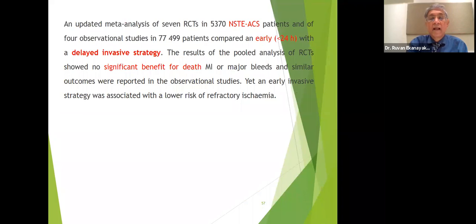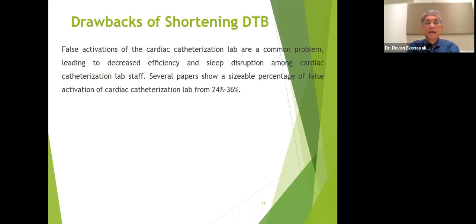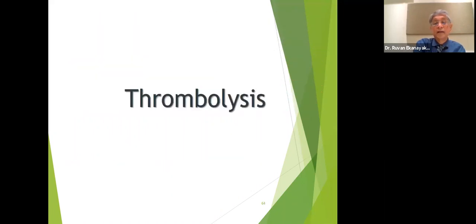Now, it is well known that total ischemic time is the most important criterion which results in improved outcome in STEMI patients. Now, there are certain drawbacks of shortening door to balloon time, because if you take unnecessary patients to the cath lab, you can find that you are doing unnecessary therapies. In most peripheral hospitals, it will be thrombolysis, which can be administered very, very easily.